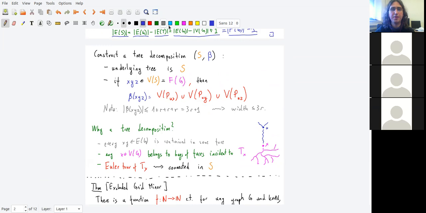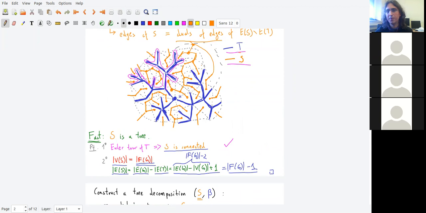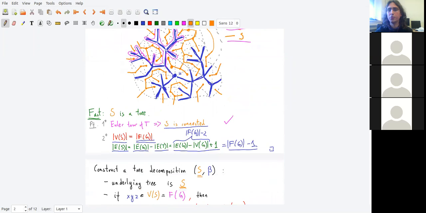So now, based on this tree S, we can make a tree decomposition of the graph. The underlying tree of the decomposition will be our co-tree S. So on this picture, this orange tree S will form the shape of the decomposition of my graph G. And now we need to design what will be the bags of this decomposition. So for every node of S, and a vertex of S is actually a face of G, so a face, say X, Y, Z, I construct a bag consisting of vertices of three paths.